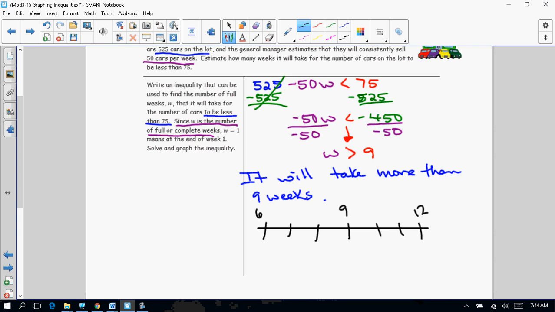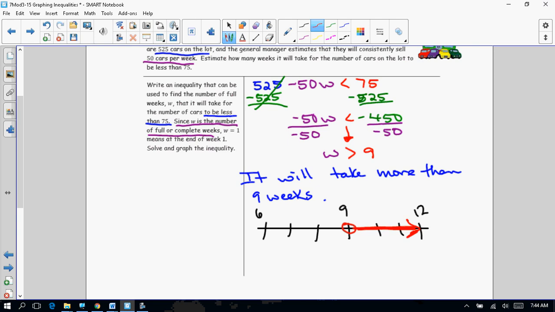Now look at that inequality. 9 is not included. If I put 9 into my equation, I have exactly 75 cars. I don't want exactly 75. I want fewer than 75. So 9 is not included in my answer. So I'm going to put an open dot on there. It's not included, but it needs to be every number greater than 9. So which direction do I shade to go greater than 9? I'm going to shade to the right.